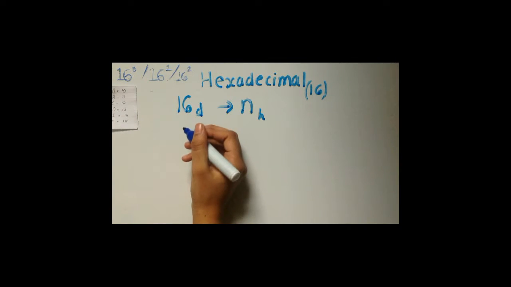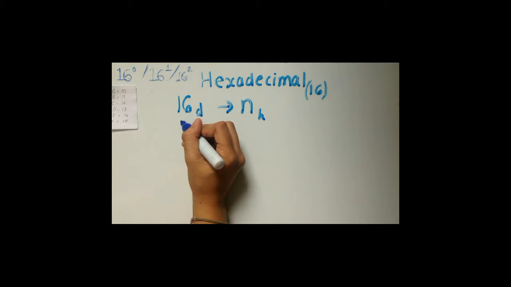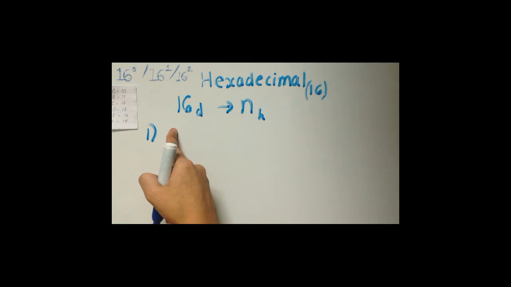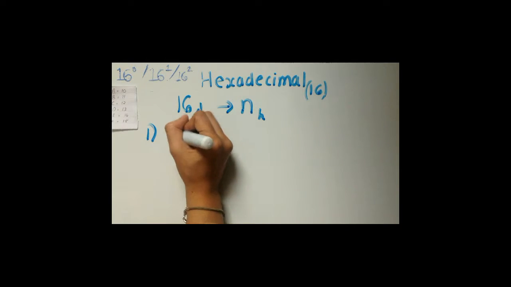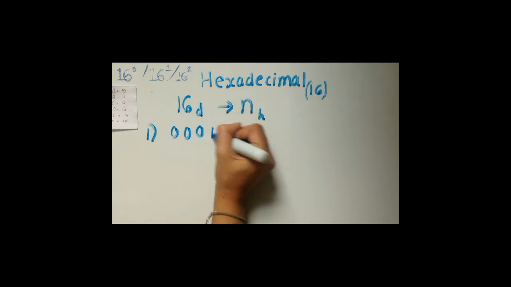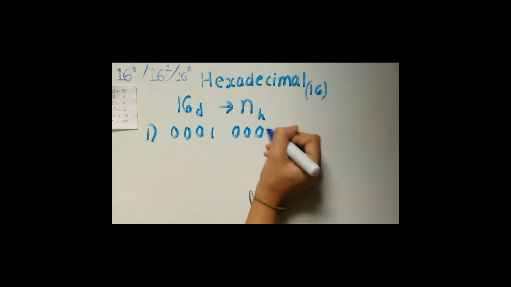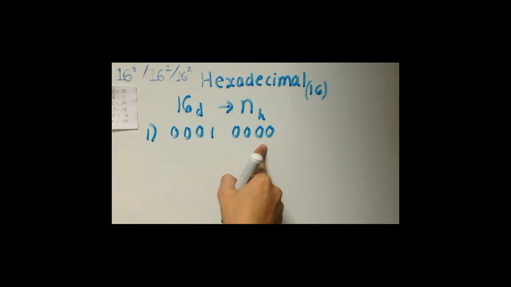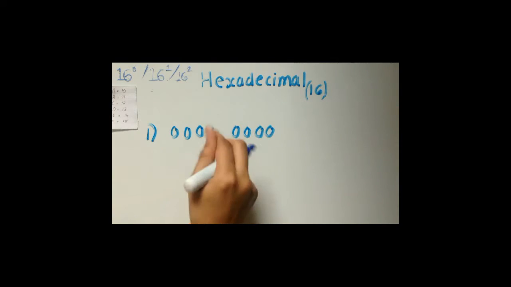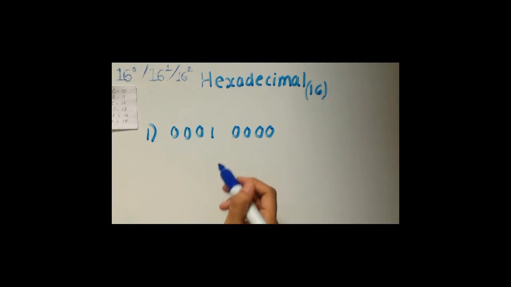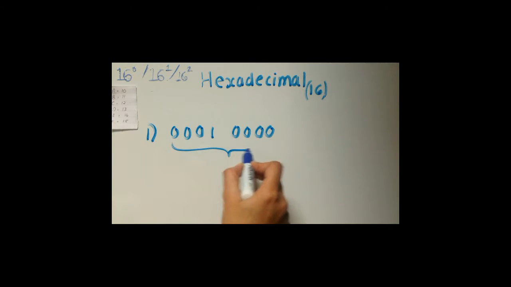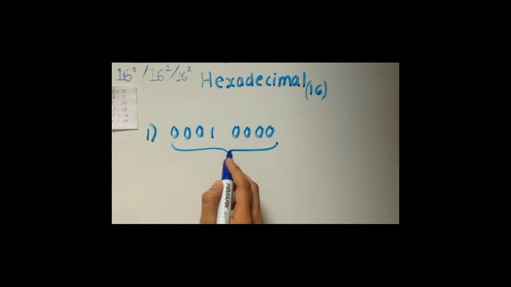What we do is we find out what the binary for 16 is. So that was our first rule, to convert to binary. 16 as a binary is 0, 0, 0, 1, 0, 0, 0, 0. Now we've got our binary. Now to convert to a hexadecimal, we need to split this binary into groups of 4.